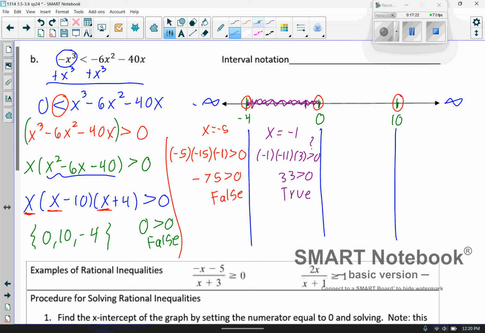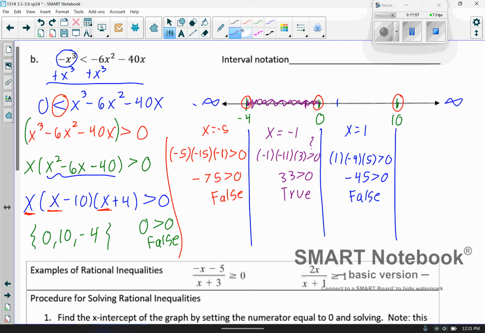All right, let's try another one. Let's try x equals +1. The first value would be a 1, the second one would be a -9, and the third one would be a 5. Is that greater than 0? Well, when it all gets multiplied together, you get -45. Is -45 greater than 0? Nope, that's not true. That's false. Okay, and so we don't shade there.